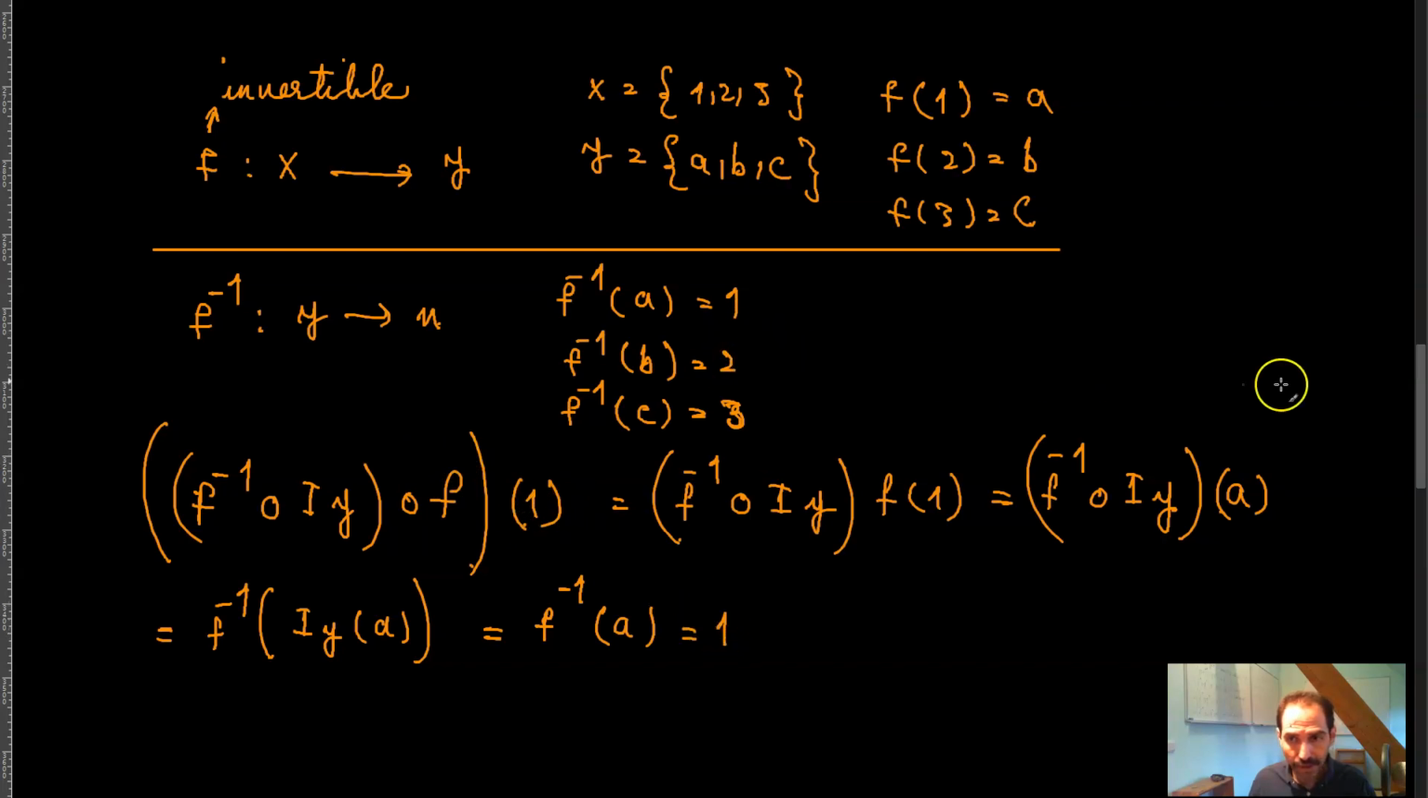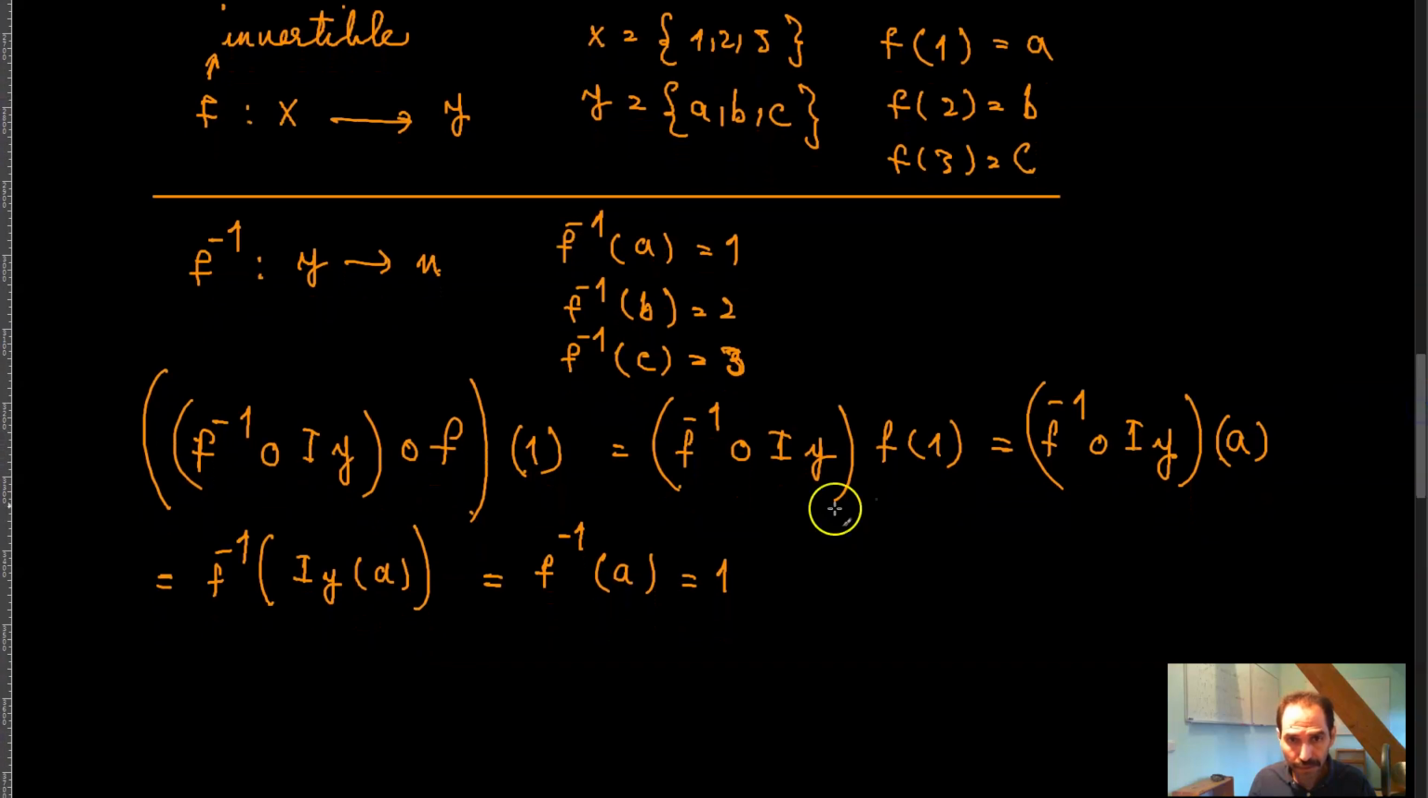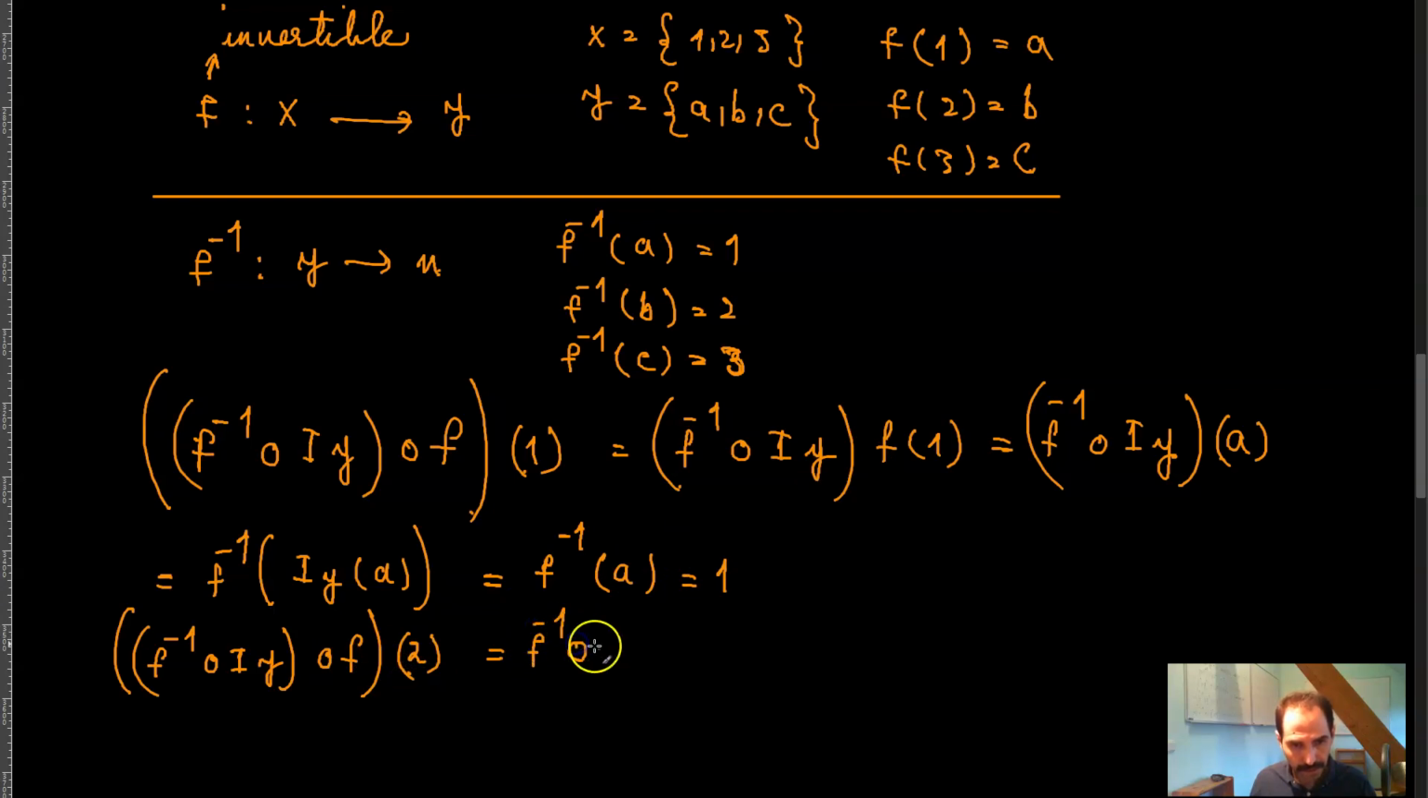Now I can try another one of these, meaning that I can write f inverse composed with I of y composed with f, and as another argument I can give it a 2, right? So that would be the same thing as f inverse composed with I of y of f of 2.